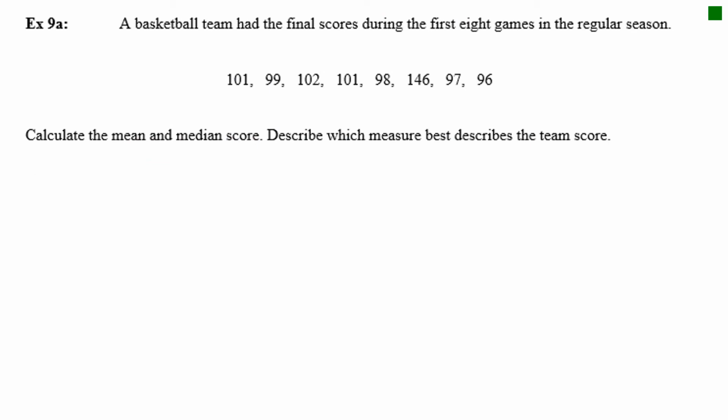All right, 9A. A basketball team had the final scores during the first 8 games of the regular season: 101, 99, 102, 101, 98, 146, 97, and 96. Calculate the mean and the median score. Describe which measure best describes the team's score. Okay, so let's start by putting them in order.